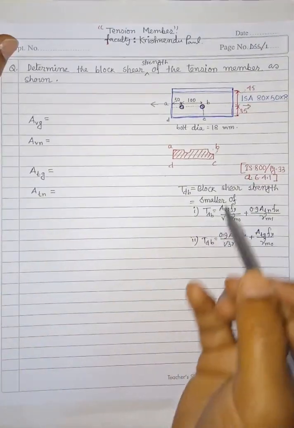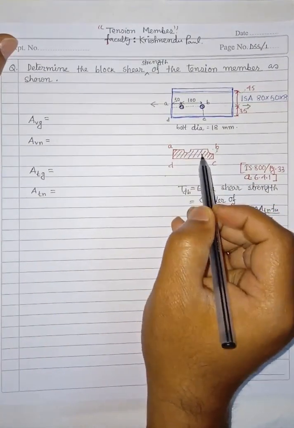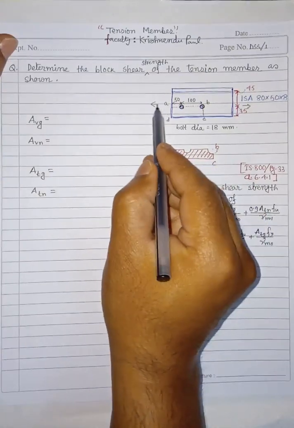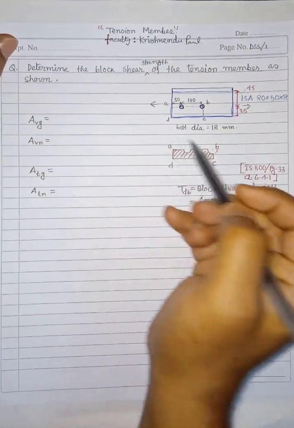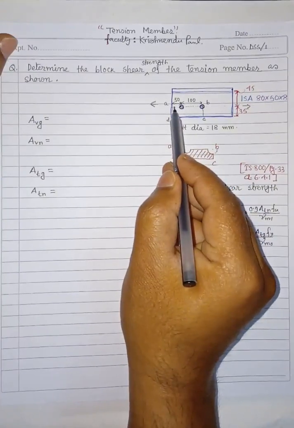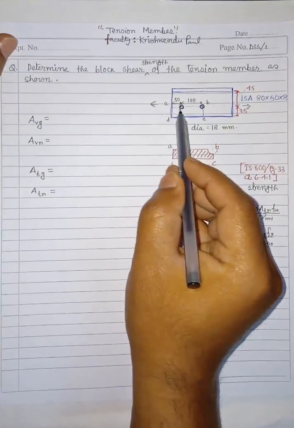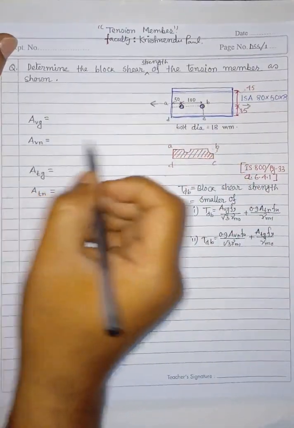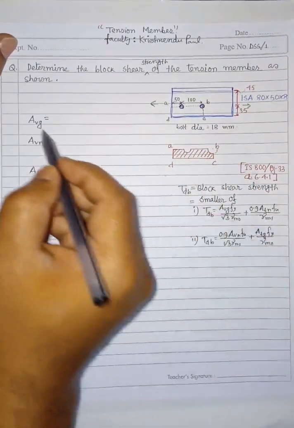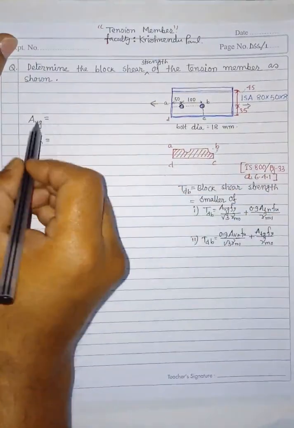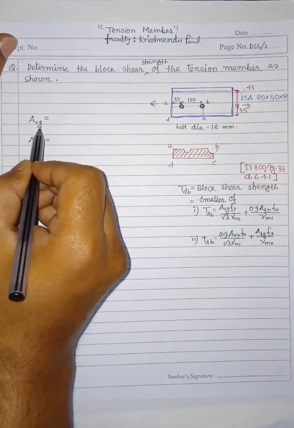If this block shears out, in that case we are applying force in this direction, so the line or the area parallel to this force will be the shear area. That means if you see the definition of Avg on this page, you can see that it is the gross area in shear.